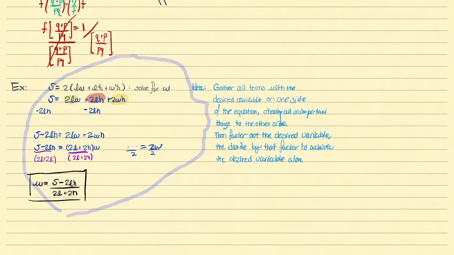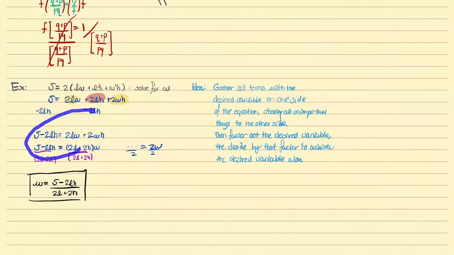So the general idea is gather all terms with the desired variable on one side of the equation, shoving all unimportant things to the other side. That's what we did right here. We gathered everything we needed on one side and then factor out the desired variable. W was that desired variable, and we factored it out. Then we divided by the factor to achieve the desired variable, and we divided by this quantity, 2L plus 2H, and we solve for W exactly.